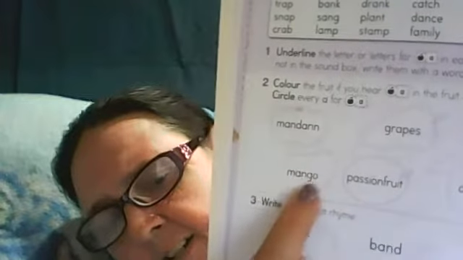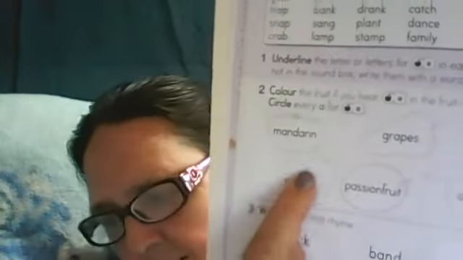What about this one? Mango. Mango. The A in mango says A. So that's an A sound there. You're going to colour in the mango. So that's an A there. You can circle the A and you can colour in the mango picture.